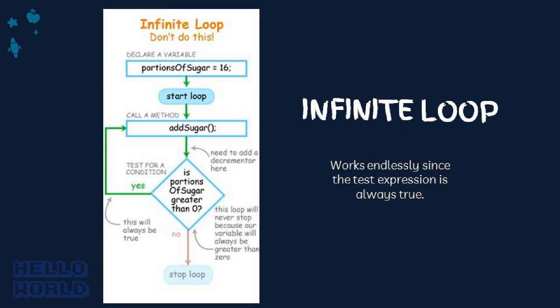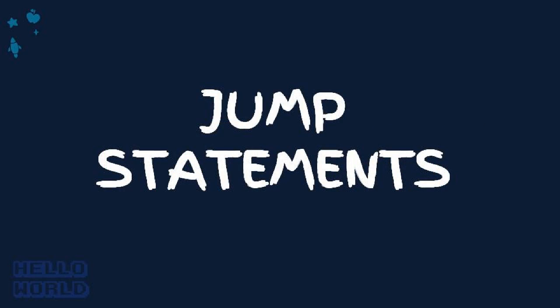The next is infinite loop. An infinite loop works endlessly since the test expression is always true. Jump statements. The jump statements unconditionally transfer program control within a function. Java has three statements that perform an unconditional branch: return, break, and continue. Of these, you may use return anywhere in the program, whereas break and continue are used inside smallest enclosing loops.